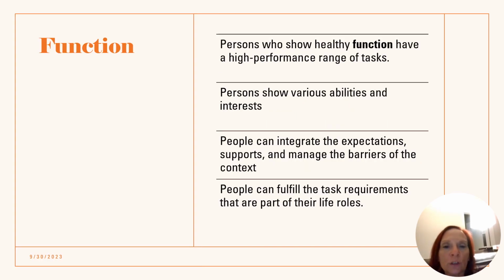So what does function look like? Persons who show healthy function have a high performance range of tasks. So that means that that beam of light is very wide and their roles all fit inside it. There's none of those tasks that are out there that they cannot do. They show various abilities and interests, and they can integrate the expectations, the supports, and manage the barriers of the context. So there may be barriers out there, but they can handle them on their own. So they would not require the interaction of a therapist. And the people can fulfill the task requirements that are part of their life roles.